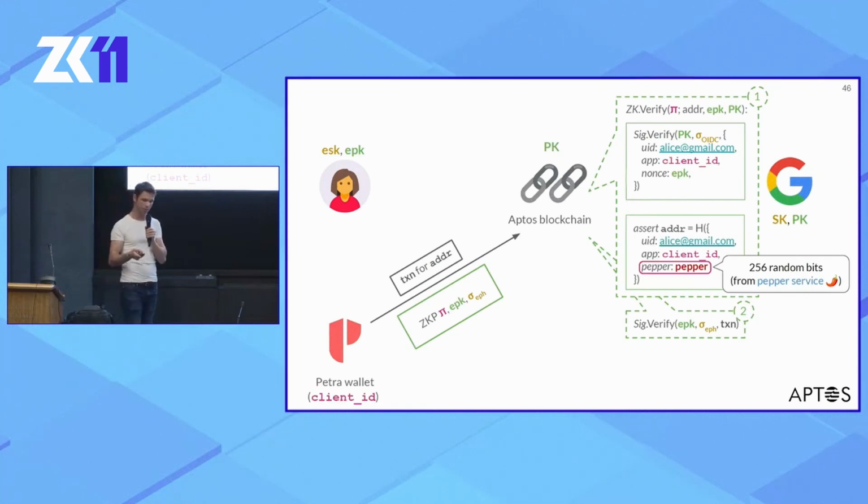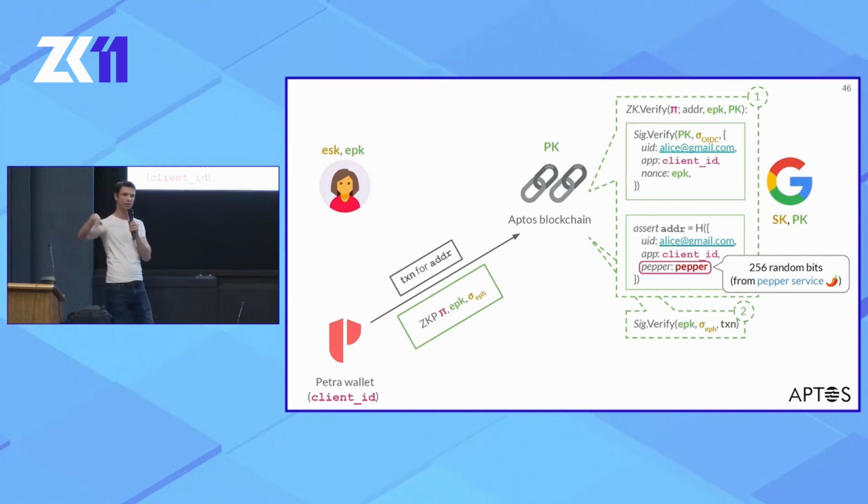So instead, what we're going to do is we're going to have a pepper service that's going to help users remember their pepper. So the way this will work is the pepper service will evaluate a verifiable unpredictable function over the email address and the client ID, and that defines the pepper in the blockchain address associated with these two. And this actually makes the pepper service a very simple service. It just has to store a 32-byte VUF key, like a BLS key. And it's also very easy to decentralize.